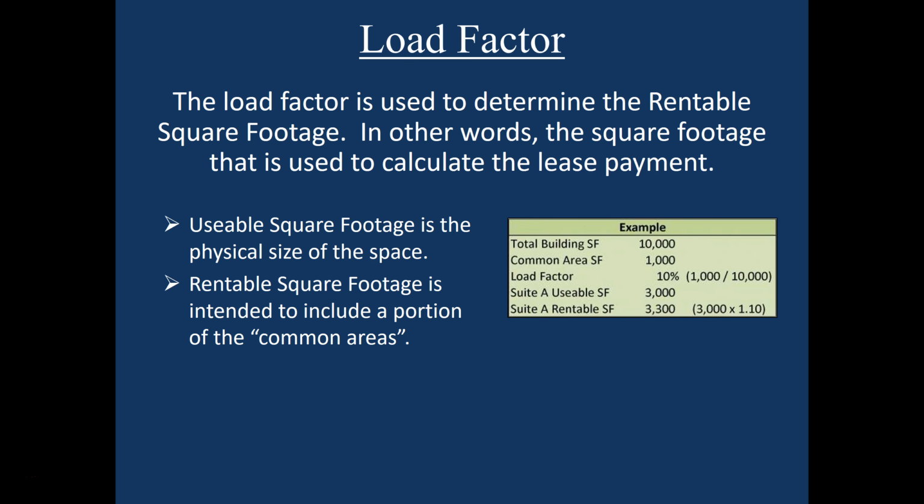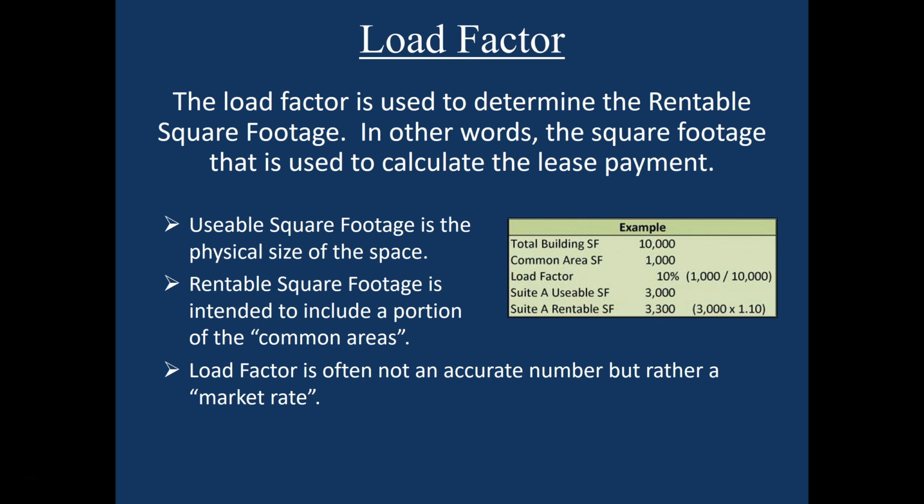Here's an example of how it's calculated. Let's say you're in a building that has a total area of 10,000 square feet, and within that it has 1,000 square feet of common area, which is a lobby, an elevator, and several hallways. In this case, the load factor is 10% because 10% of the total space is considered common area. So if you leased Suite A in this building, and it had a usable square footage of 3,000, then the rentable square footage would be 3,300 because of the 10% load factor. That means you would pay rent on 3,300 square feet because the landlord is going to add in your pro rata portion of the building's common area.